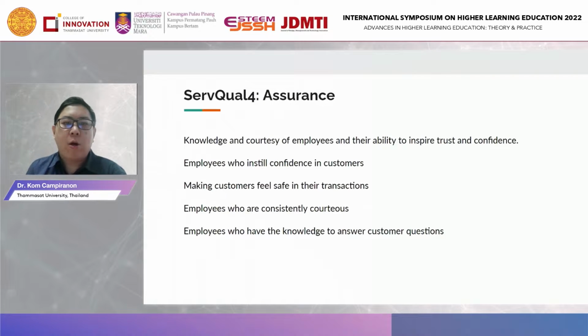And the fourth one is called assurance. Assurance is more about the knowledge of the employee and their ability to inspire trust and confidence. Do they actually know the product?